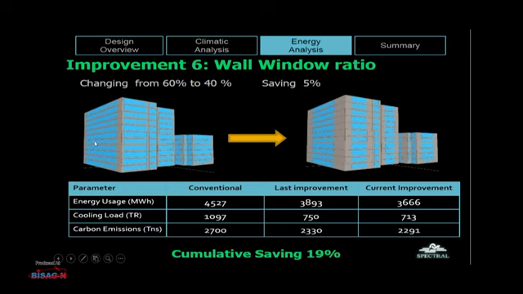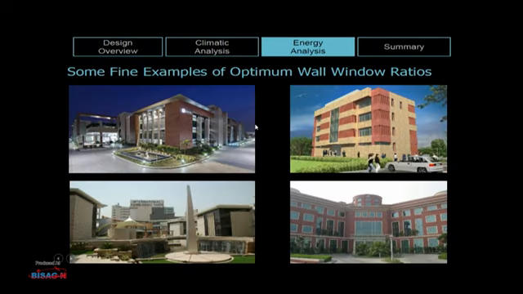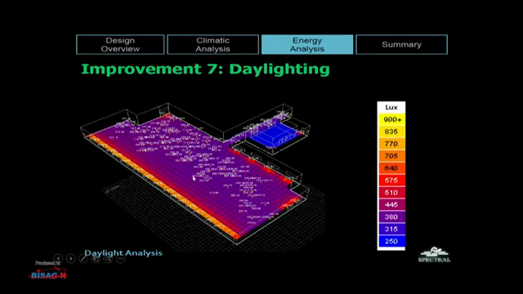As you can see, this is a general 3D view of building. From this to this, we could achieve energy saving of 5%. These are some of the fine examples for optimum wall window ratios. And next is daylighting. The location and dimensions of the window are kept such that maximum daylight could be achieved at the interior most point of the room.